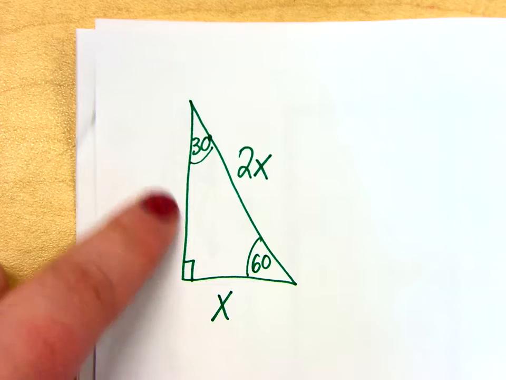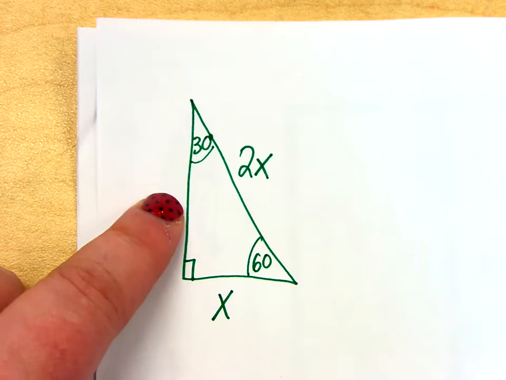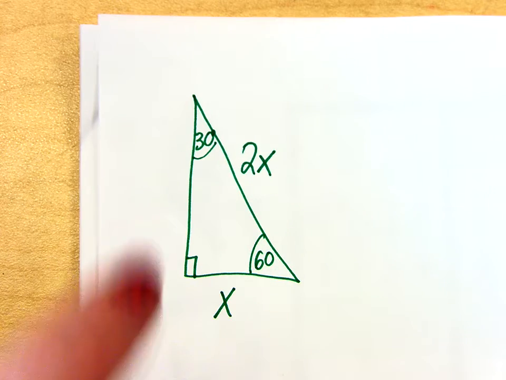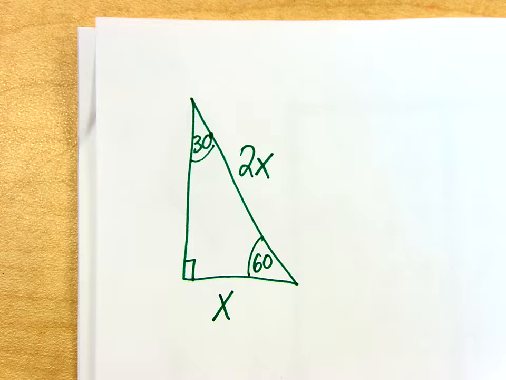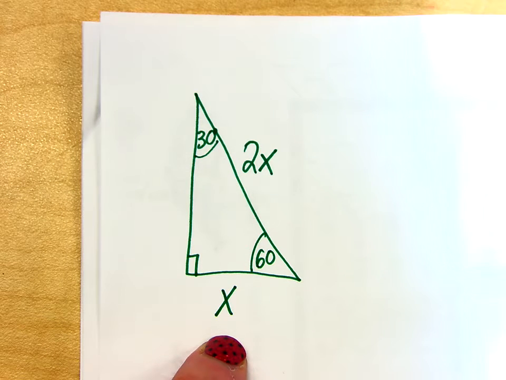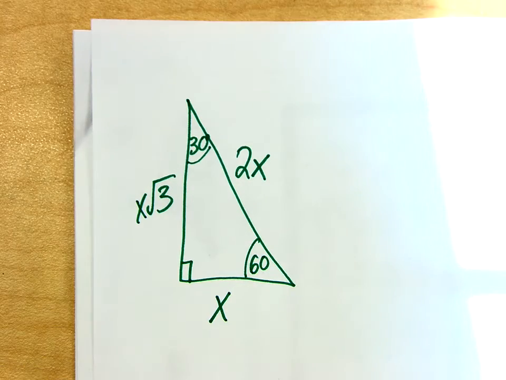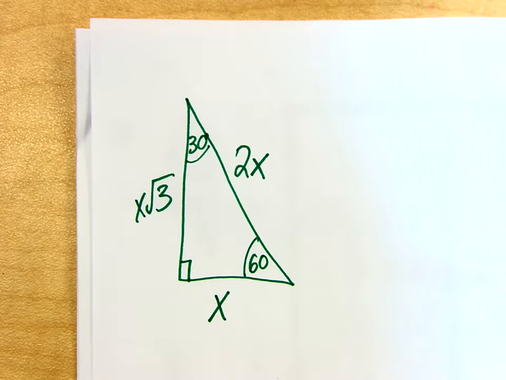So then this is the middle side, if you will, right? It's not the shortest, it's not the longest, it's the one in the middle. It's across from the 60. Does anybody remember what the deal is with that one? Square root of what? There is a 3. You take the short side and you multiply it by the square root of 3. Short side times the square root of 3.